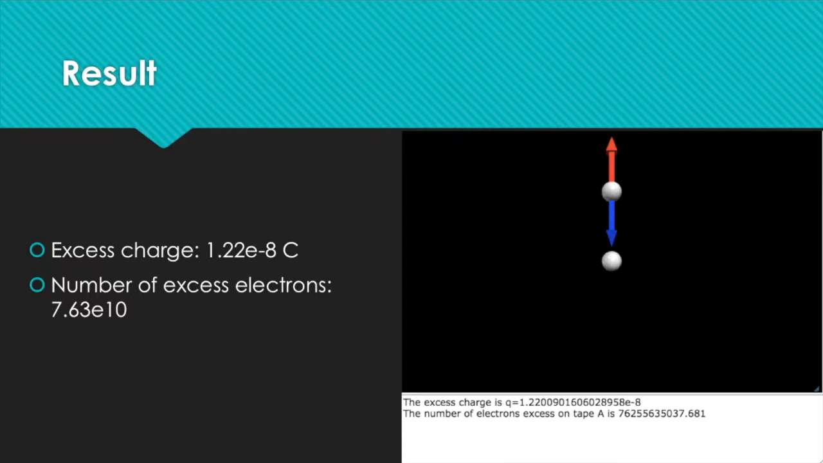As shown by the diagram, the two white particles represent the two tapes, since we have assumed that the charge of both tapes is concentrated in the center of the tape. The red arrow represents the electric force experienced by the upper tape, and the blue arrow, on the other hand, represents the gravitational force experienced by it. They have the same magnitude but opposite direction.